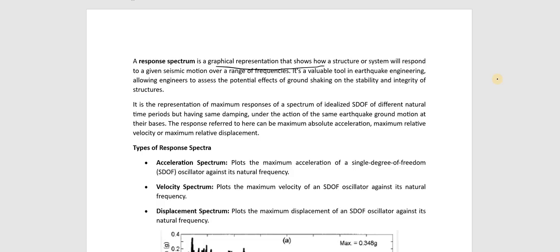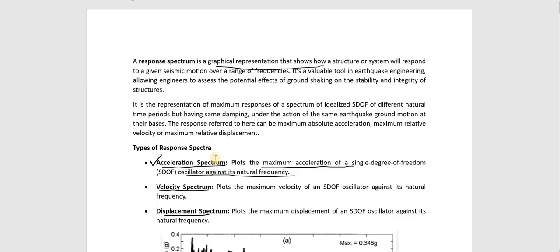So it is of 3 types. Sometimes we can plot it with the acceleration, then it is called acceleration spectrum. With velocity, it is called velocity spectrum, and if it is displacement, it is called displacement spectrum. Here we are plotting the maximum acceleration of a system against its natural frequency. Okay, the maximum acceleration against the natural frequency.